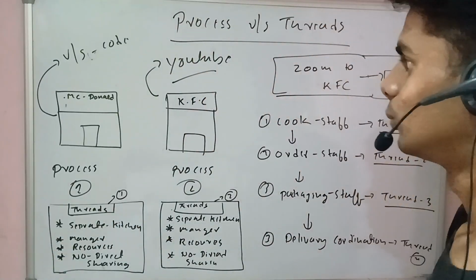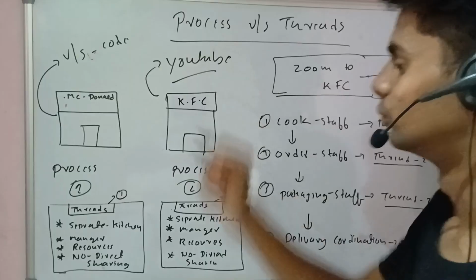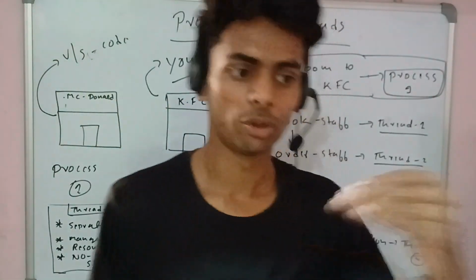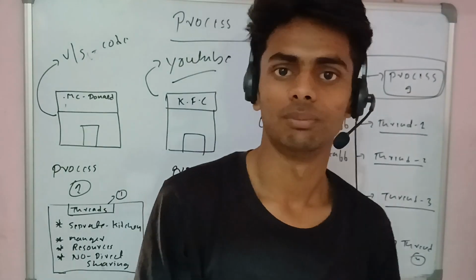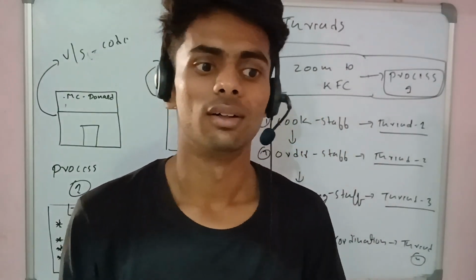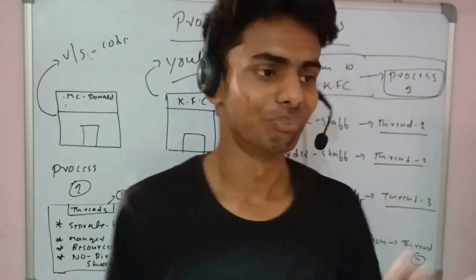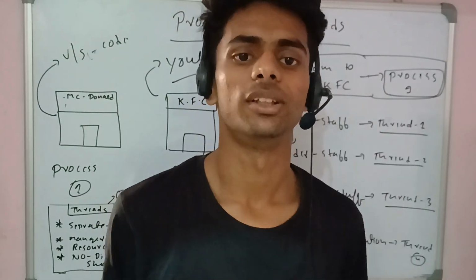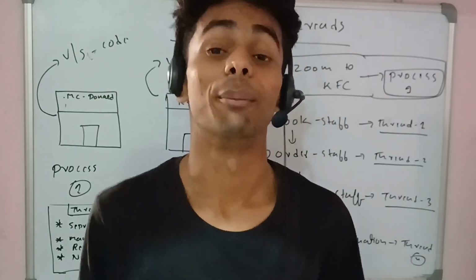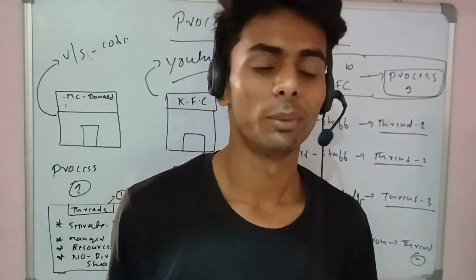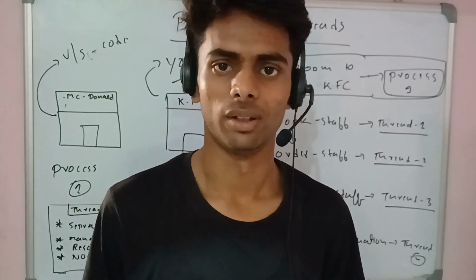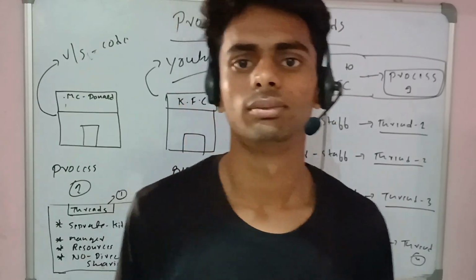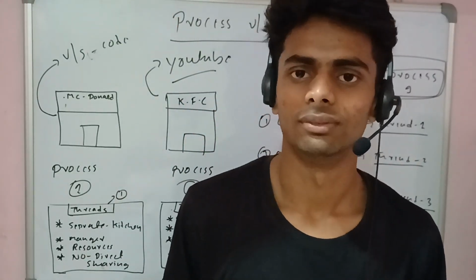So with VS Code and YouTube, processes and threads help us communicate with the machine, with the operating system. Let's suppose the process and thread are talking to the operating system: Hey, I need some memory space for running my application. So the operating system says, yeah, you can take it, this particular space is left right now, and you can run your application.